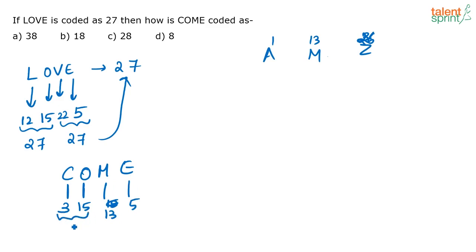So, what is 15 plus 3? 18. 13 plus 5? 18. So, the code that we are looking at here is going to be 18 for this word. Okay? 12 plus 15 plus 22 plus 5.